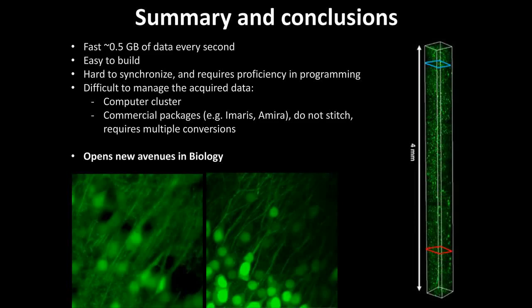So let me summarize about light sheets and some conclusions. It's fast. It creates a lot of data. It's relatively easy to build. However, it's hard to synchronize. It requires proficiency in programming. It's difficult to manage the acquired data. You can either use a computer cluster, and a lot of people talk about the big data problem that's created by light sheet microscopy, or you can use commercial packages like Imaris or Amira. For Imaris, for instance, I know that it does not stitch the images, and it requires multiple conversions, let's say from the stitcher to Imaris and so on. However, the bottom line is that it opens new avenues in biology.